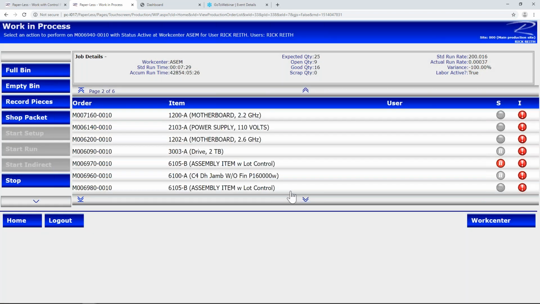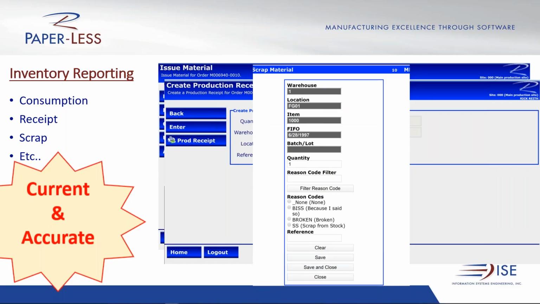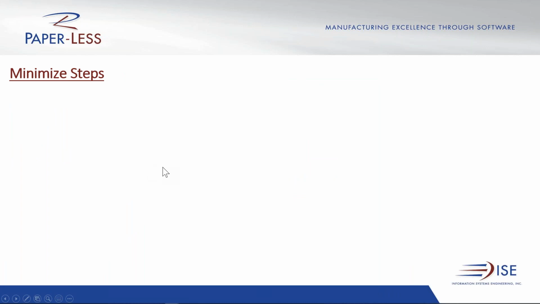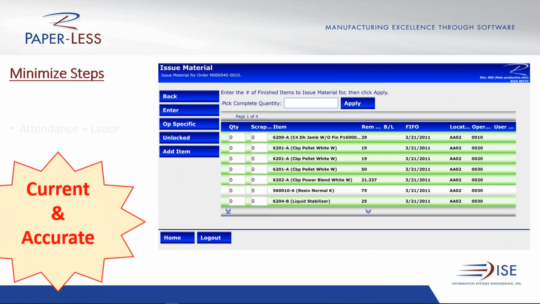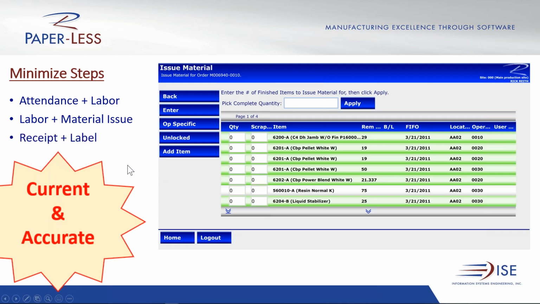And speaking of minimizing steps, we minimize steps through the entire application, where we can do backflushing, or we can do attendance and labor at the same time. Again, shortening the steps that happen. I just showed you the labor and material issue. We can do receipt and label, or you can do a lot of different combinations of all of the above.